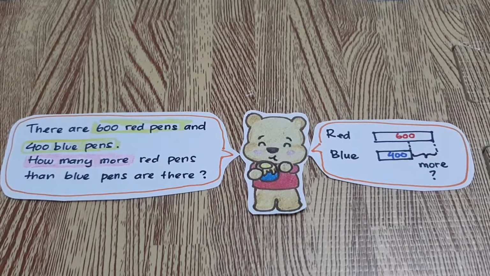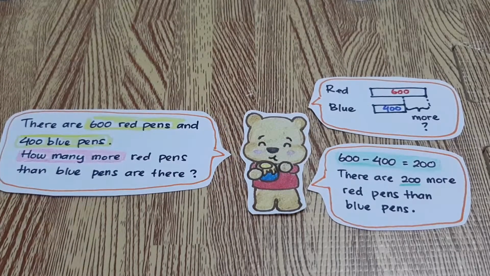The shorter one means you add it or you minus it. You minus it. And so 600 minus 400 equals 200. There are 200 more red pens than blue pens. Do you understand? Okay, let's go to the next question.